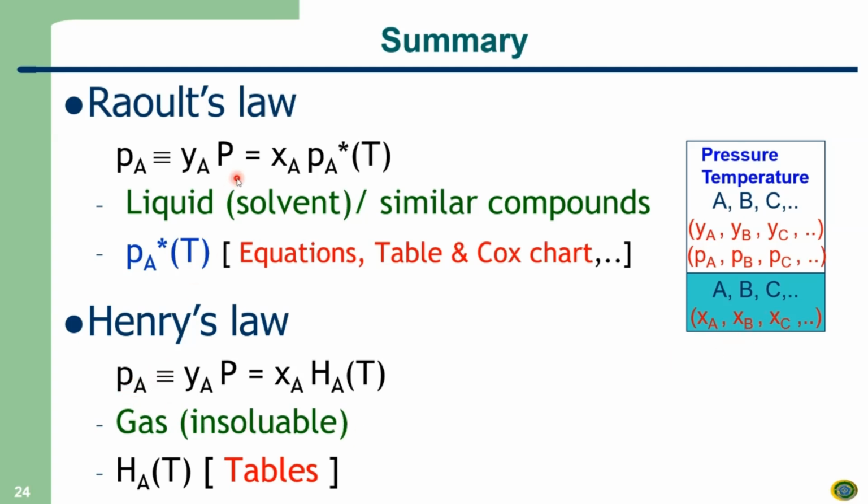The difference between Henry's law and Raoult's law is this term. This is called saturation pressure, vapor pressure, right? And this is HA. In order to get HA, a function of T, you need to find it from the tables. Okay, so this is what we call an ideal solution. You need to use this equation to find out the molar fractions in the gas and liquid phases, and also the partial pressure.